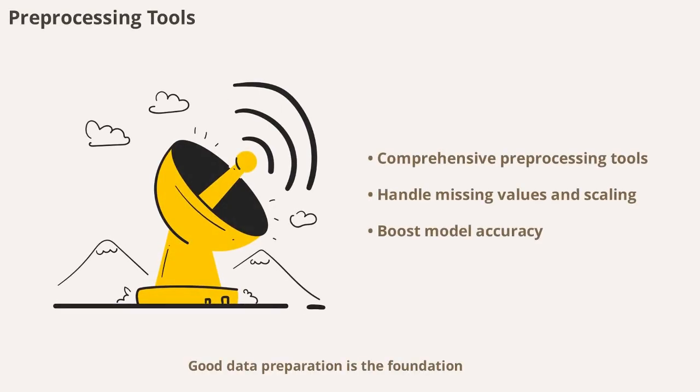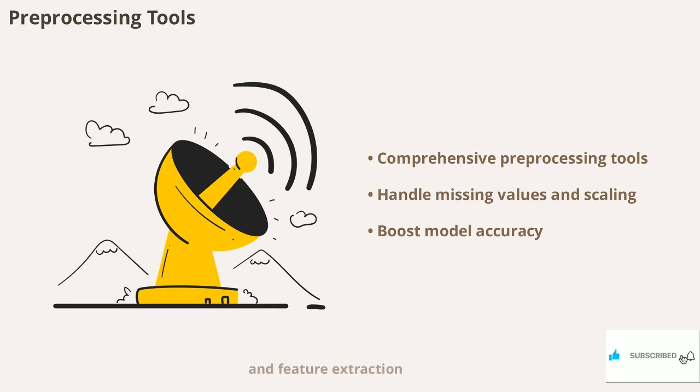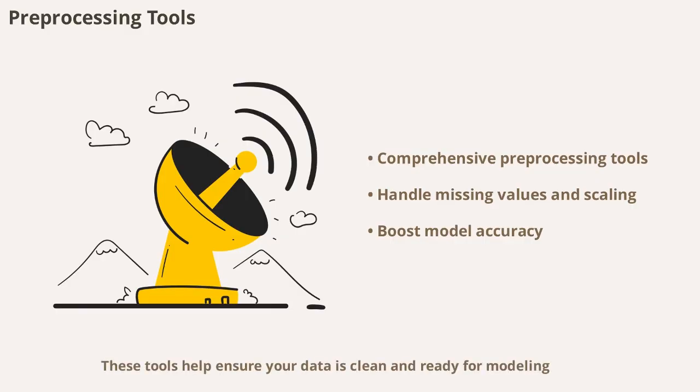Good data preparation is the foundation of any successful machine learning project. Scikit-learn offers a suite of pre-processing tools, including scaling, normalization, encoding categorical variables, imputing missing values, and feature extraction. These tools help ensure your data is clean and ready for modeling, reducing the risk of errors and improving model accuracy.